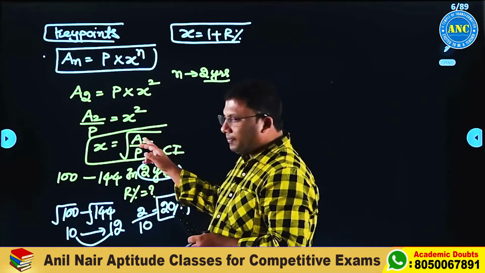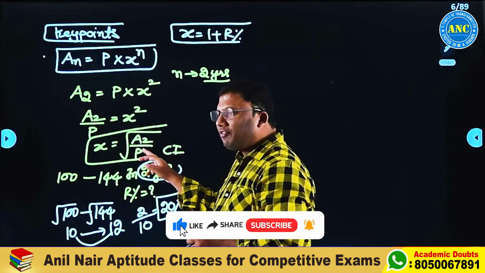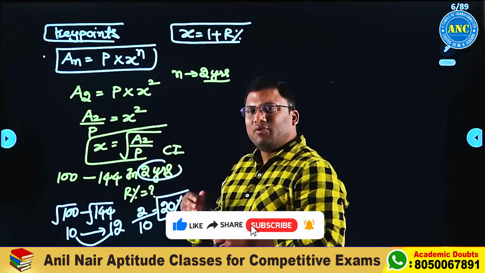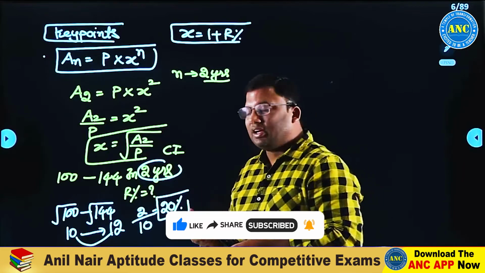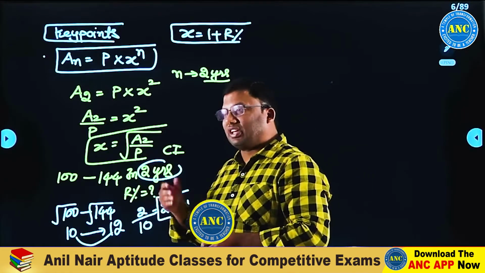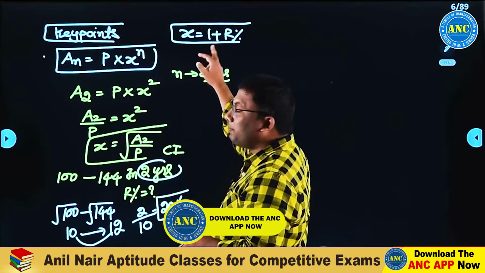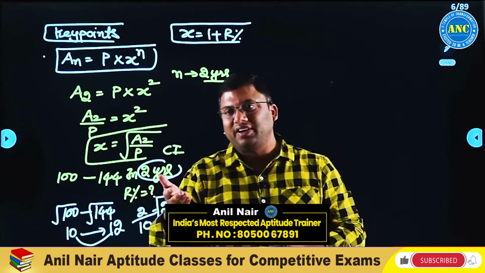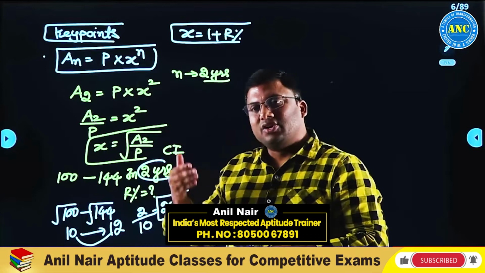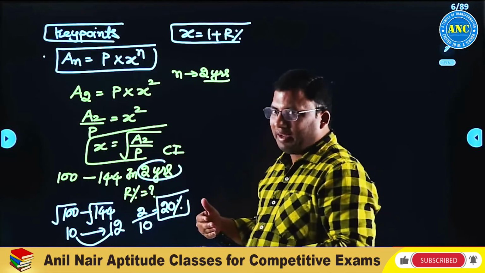Same like this only. Under root of 144 by 100, 144 is 12, 100 it is 10, 12 by 10. 12 by 10 is how much? 6 by 5. X is 1 plus r percentage. 1 plus r percentage is 6 by 5. R percentage will become 6 by 5 minus 1, 1 by 5.